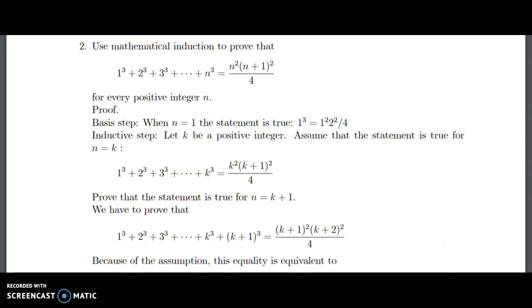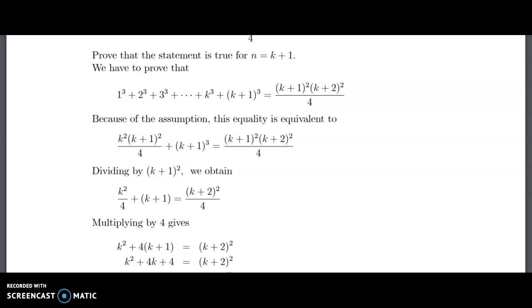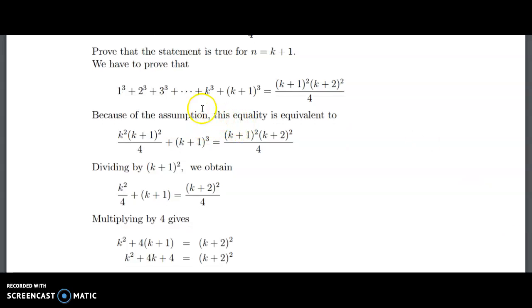Because of the assumption, the sum of the cubes of the first k positive integers is equal to this expression, and we can replace it. So our equality becomes this. If we prove this, the equality that we want to prove will follow. They are equivalent under the assumption.